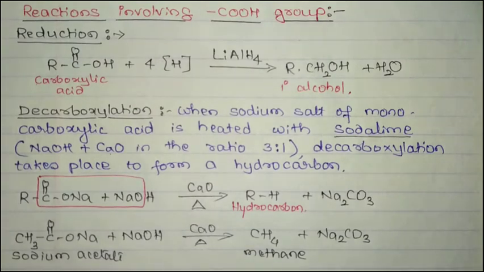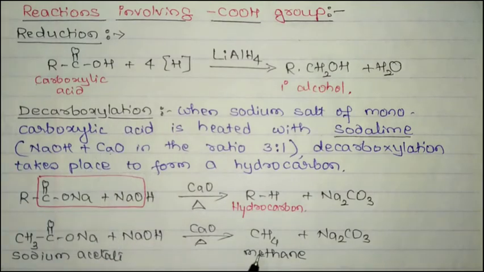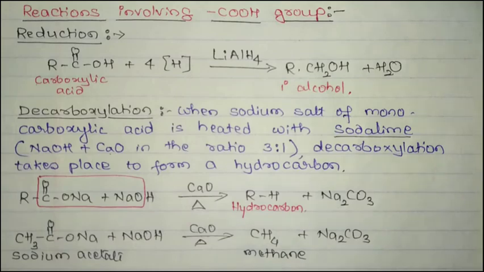Here we have to make one note. During this decarboxylation reaction, the alkane formed will have one carbon atom less than that of the original acid. This sodium acetate is the salt of acetic acid, which contains two carbon atoms, and the hydrocarbon formed in this case is methane. It contains only one carbon atom. So this reaction is used to decrease the length of the carbon chain by one carbon atom.